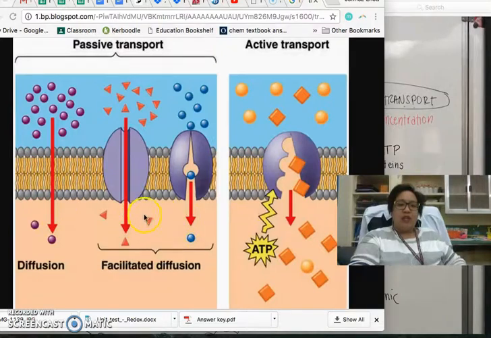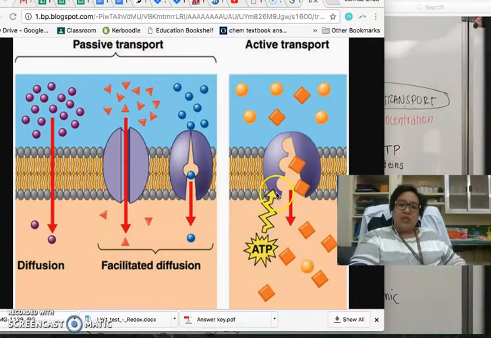You have here facilitated diffusion. As you can see, this is still from high concentration to low concentration. However, these substances could be either very large or charged. Therefore, they cannot penetrate the phospholipid layer. Instead, they use their specific channels or carriers to move the substances from one side of the cell to the inside of the cell. You have active transport.